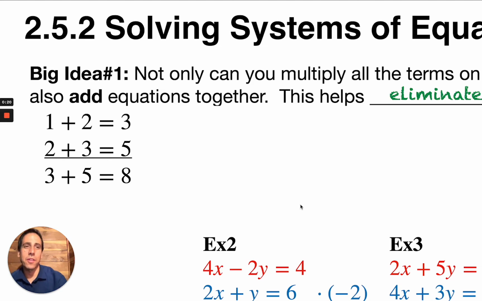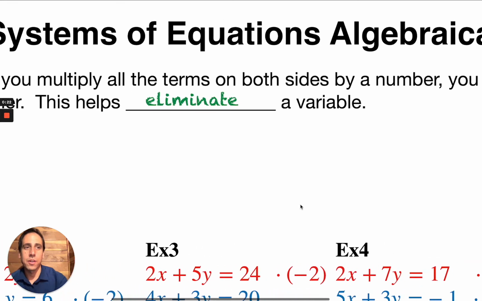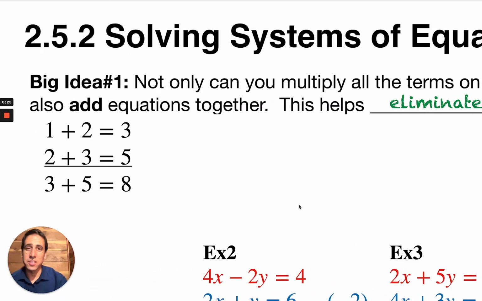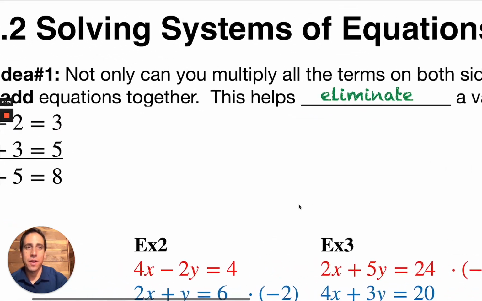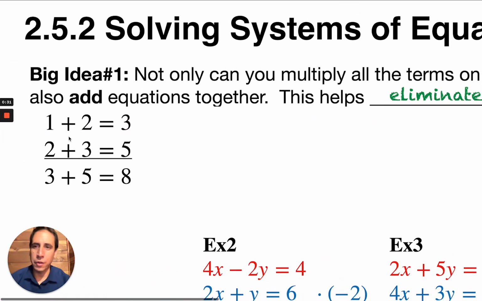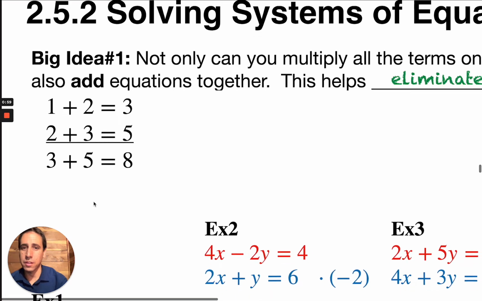Not only can you multiply all the terms on both sides by a number, you can also add those equations together. This helps eliminate a variable. Just mathematically, you could have 2 separate equations that are true. Like we know that 1 plus 2 is 3 and 2 plus 3 is 5. But if you add these 2 different equations vertically, 1 plus 2 is 3, 2 plus 3 is 5, 3 plus 5 is 8, you can actually add 2 true equations together to get a third true equation. How cool is that? We've seen that a little bit before in this class. But every time we use an elimination technique, we're going to use this fun fact. Let me show you what that looks like.